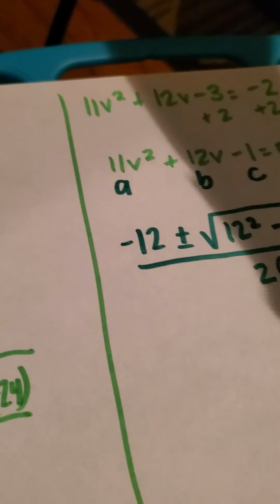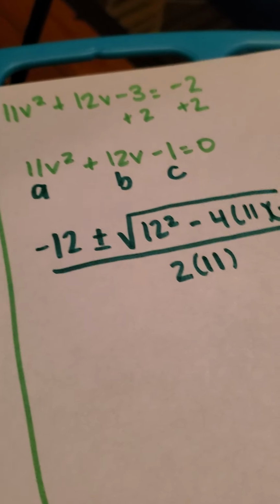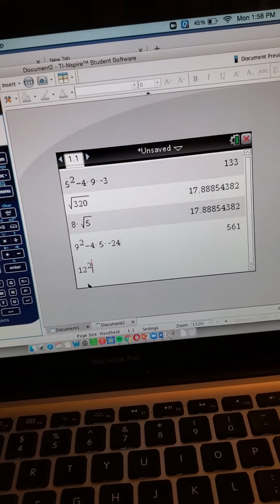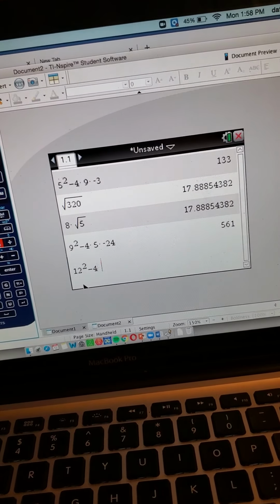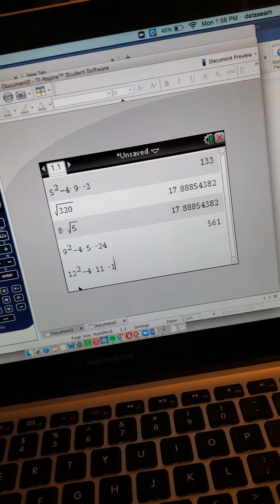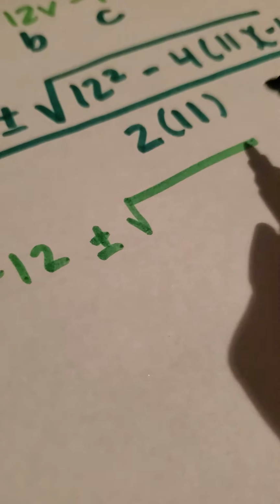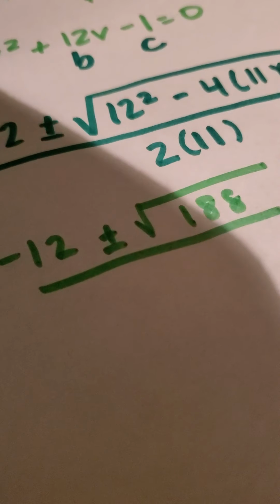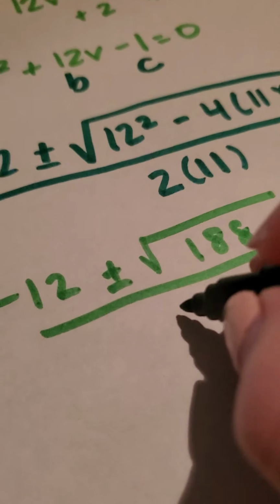All right, time to use the calculator here for this stuff underneath the square root. So remember, I don't type in the square root at this point. I'm just typing in 12 squared minus 4 times 11 times -1. Okay, 188 is my answer. So -12 plus or minus the square root of 188 over 2 times 11, which is 22.